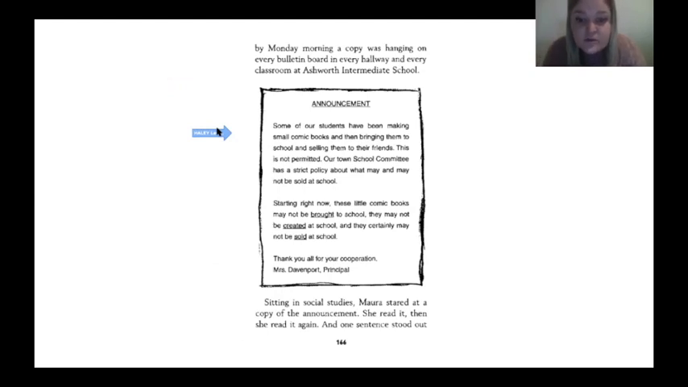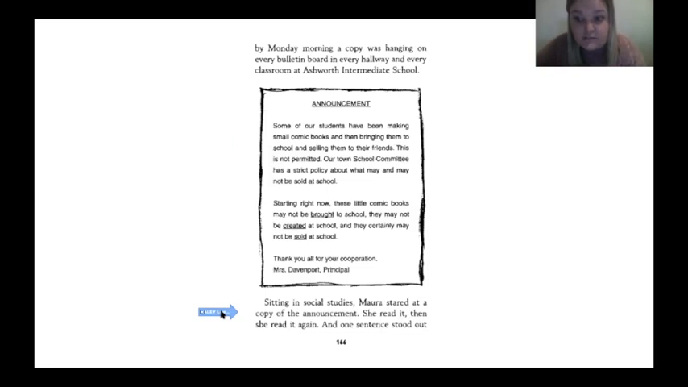Our town school committee has a strict policy about what may and may not be sold at school. Starting right now, these little comic books may not be brought to school, they may not be created at school, and they certainly may not be sold at school. Thank you all for your cooperation, Mrs. Davenport, Principal.